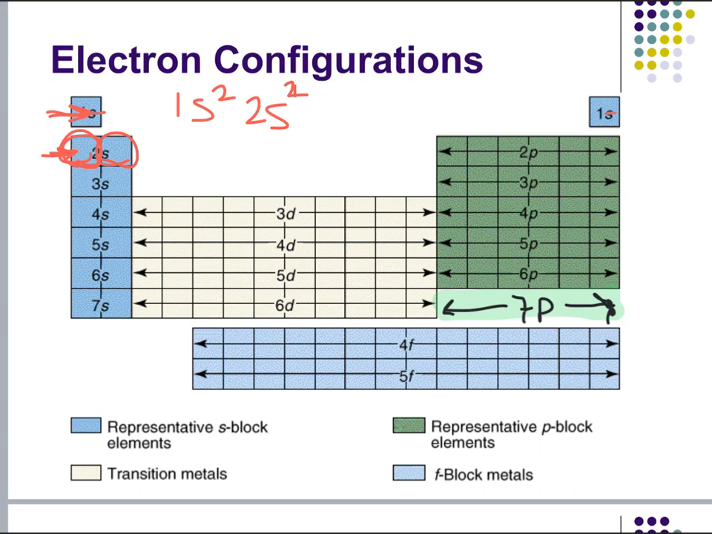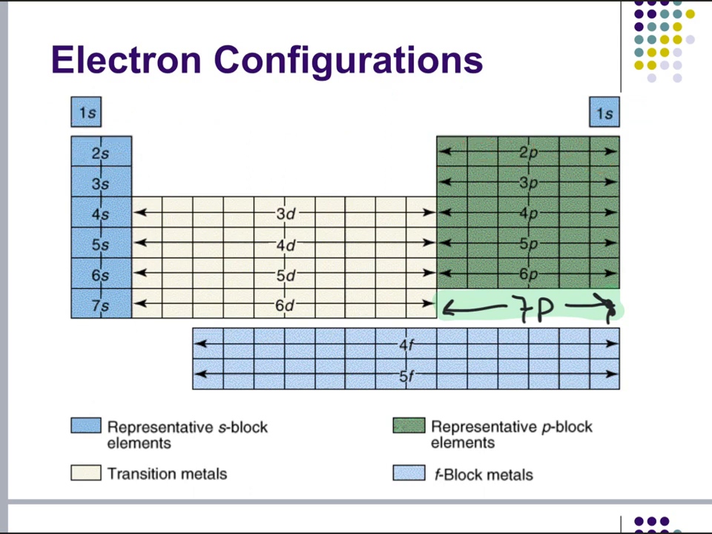If I wanted to continue that over and do maybe aluminum, I would still go through 1s2, 2s2, and now I would introduce 2p. For the first element, I would do 2p1, 2p2, 2p3, all the way up to the end where I would write 2p6.